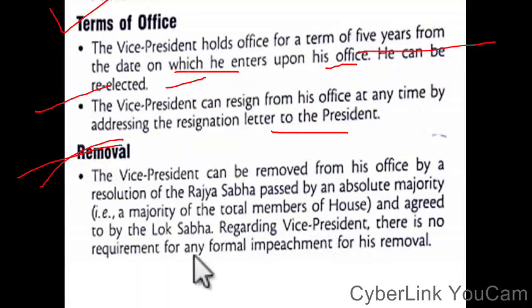Regarding the vice president, there is no requirement for any formal impeachment for his removal.